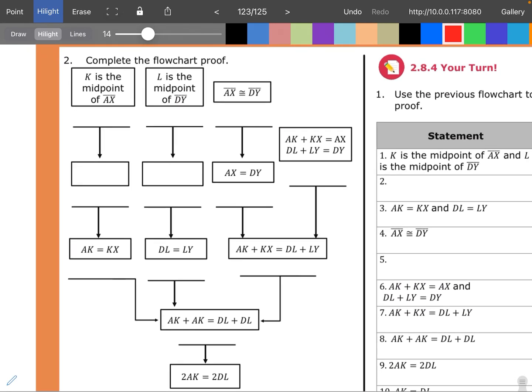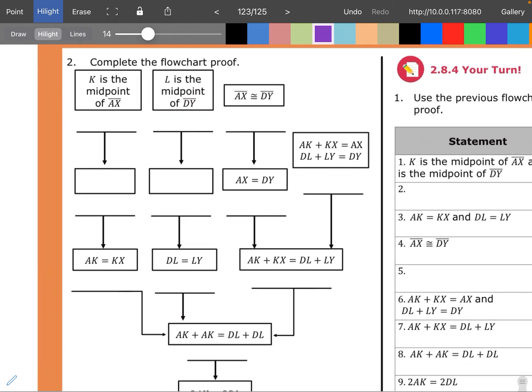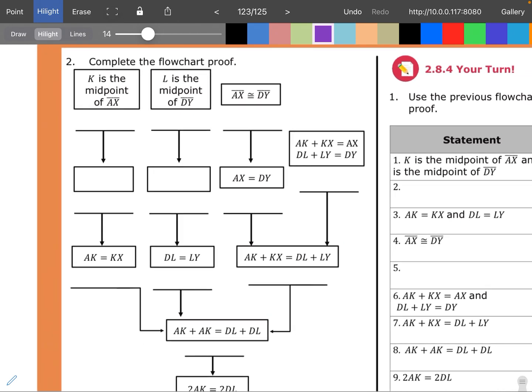Now, what I love about this is that it's guiding us through. Okay, and I need to see those two segments again. So I have to just kind of draw them out, and we'll pretend that they're perfectly congruent. Okay, so I have segment AX, and K is the midpoint. Over here, DY, and L is the midpoint. So these are easy. These are your givens.